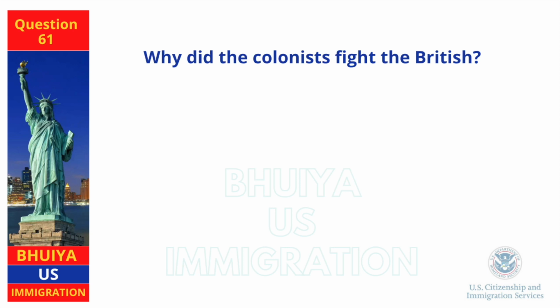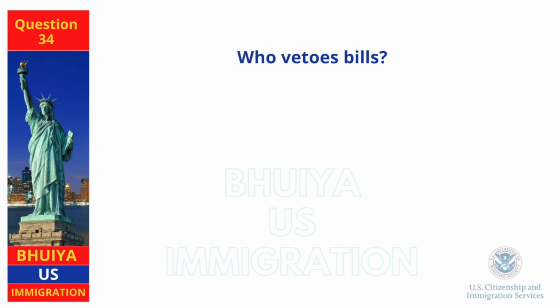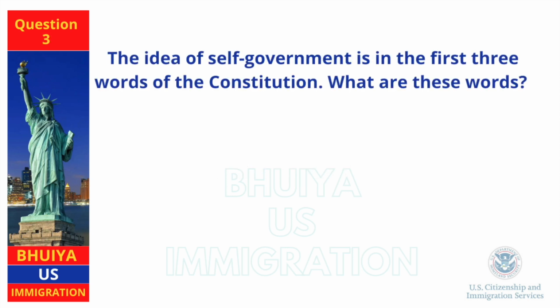Why did the colonists fight the British? Because of high taxes. Who vetoes bills? The president. The idea of self-government is in the first three words of the Constitution. What are these words? We the people.